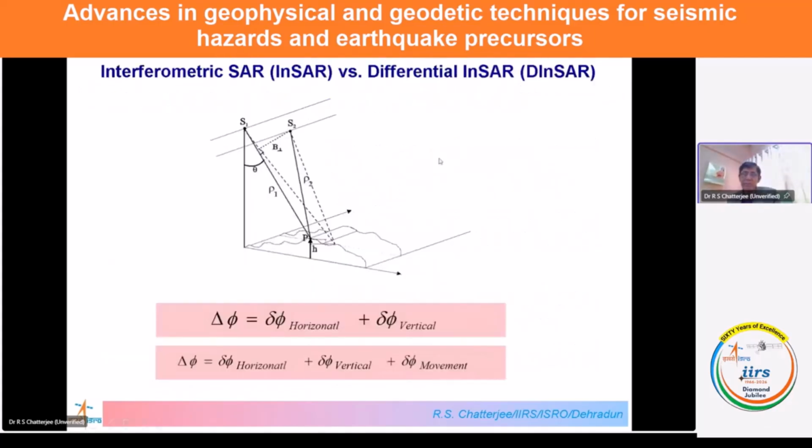See, in interferometry, the terrain does not move, isn't it? So whatever phase difference we get from the two images represents the distance between the two pixels, the horizontal distance and the vertical distance. So it is the horizontal phase and the vertical phase. But in the case of differential interferometry, the terrain movement is also measured. If you take one image today and another image after some days, with some time difference, during that time the terrain has moved. And how has it moved? Because of certain events like earthquake, landslide, or slow movement like land subsidence, isn't it? So during that time the terrain has been subjected to some kind of movement.